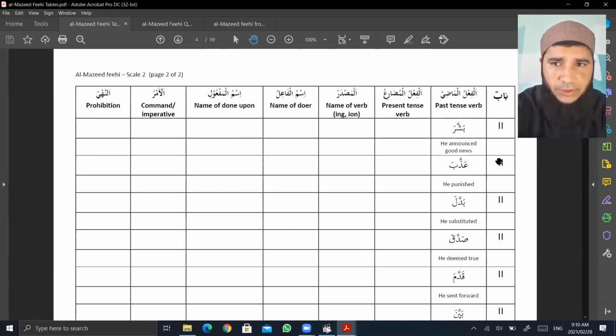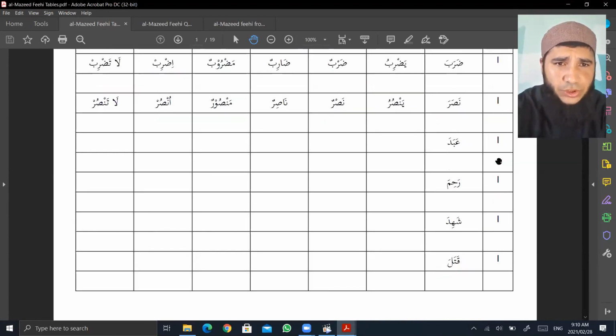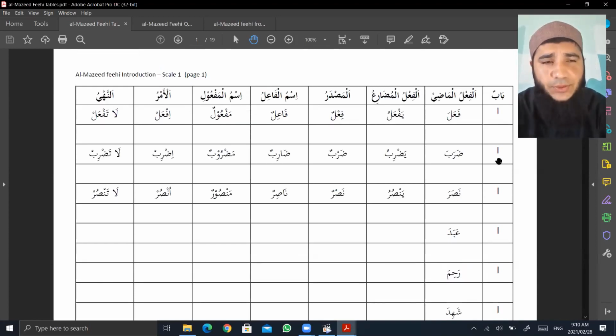So now before we get into any of that, we'll just do some revision in saying the sarf saghir. We'll take maybe two examples of scale number 1, two examples of scale number 2, then we'll go through the homework for scale number 3, and then we'll check the questions and move on from there, bi'idhnillahi ta'ala. Right, so I want everybody to say the fa'ala scale with me. 1, 2, 3, go. Bismillah.